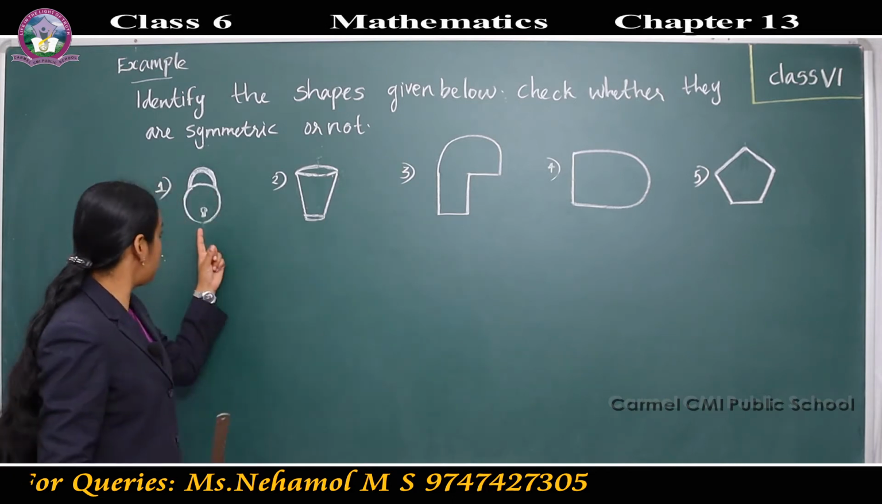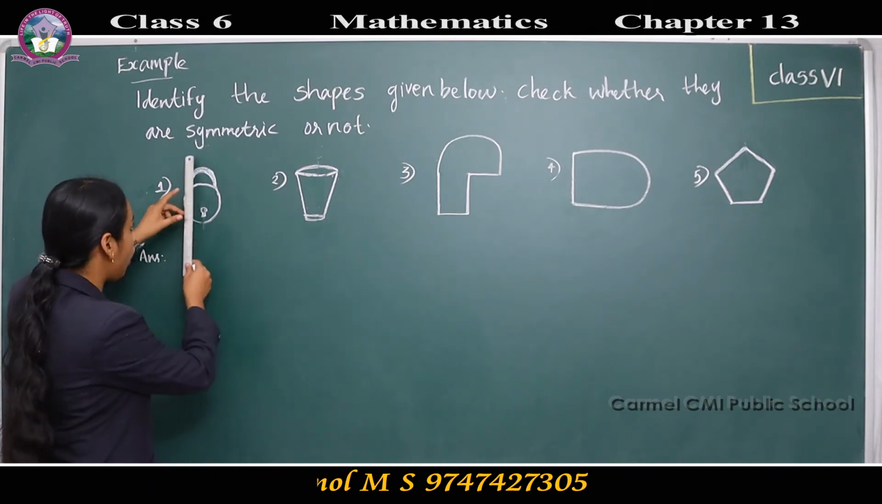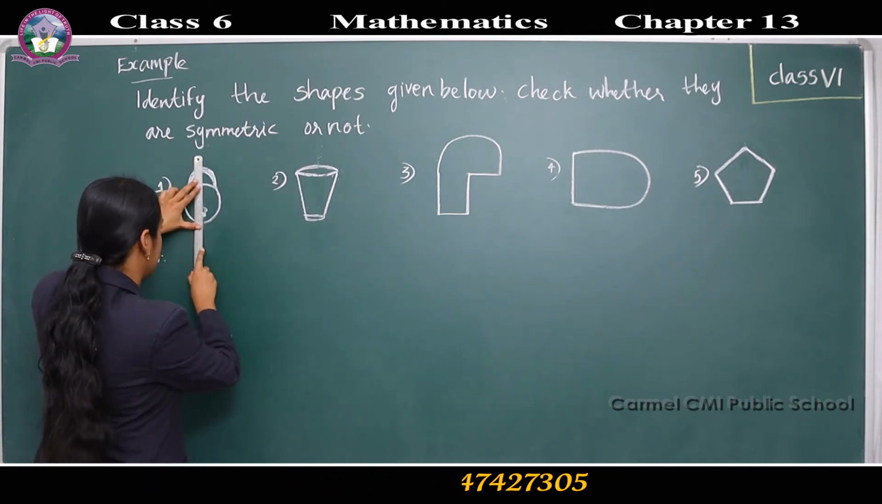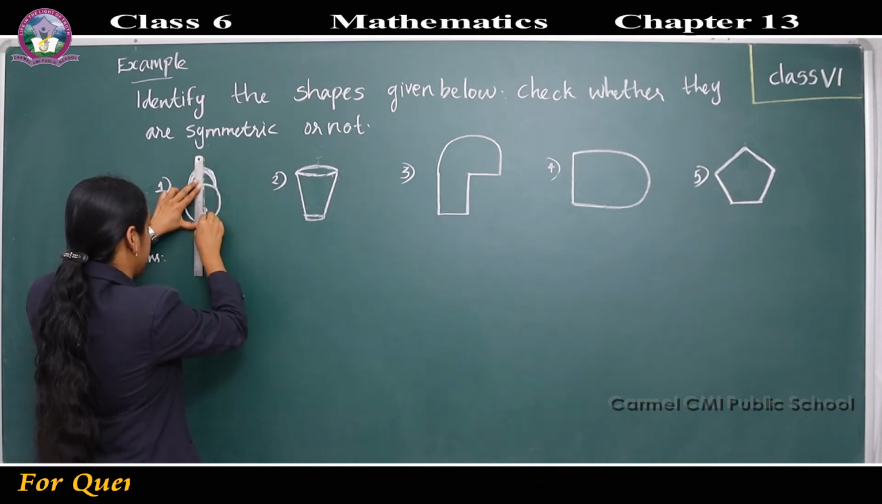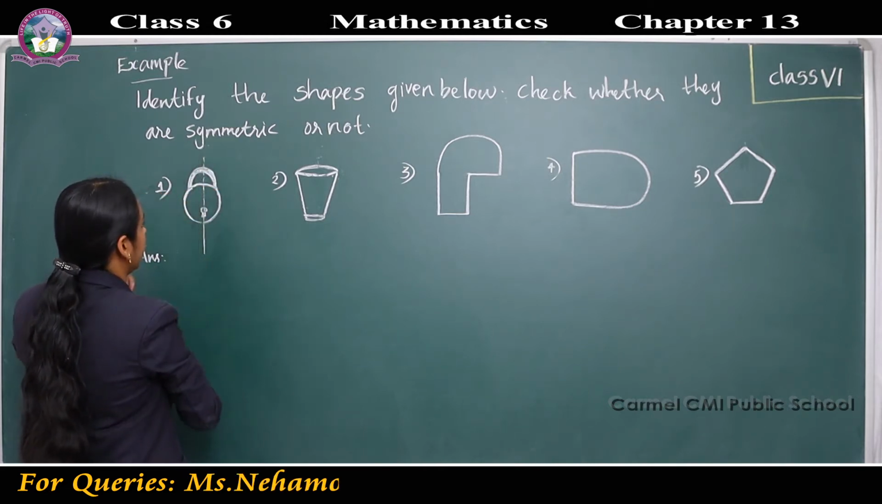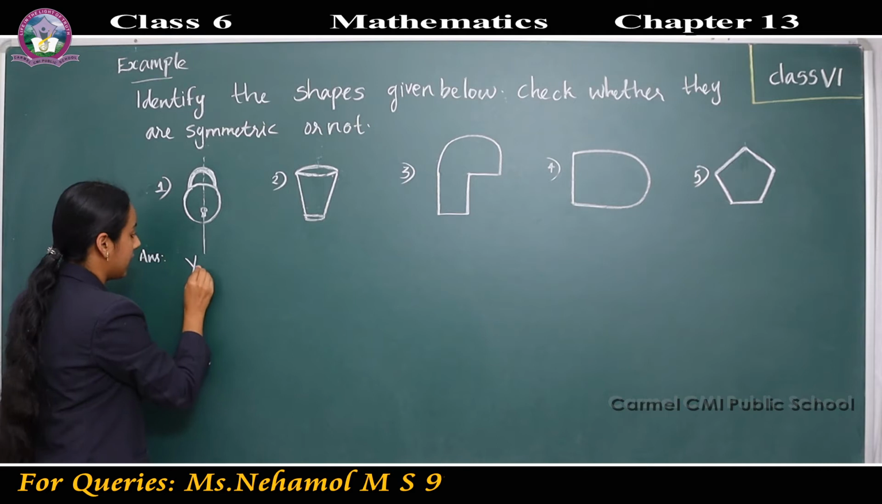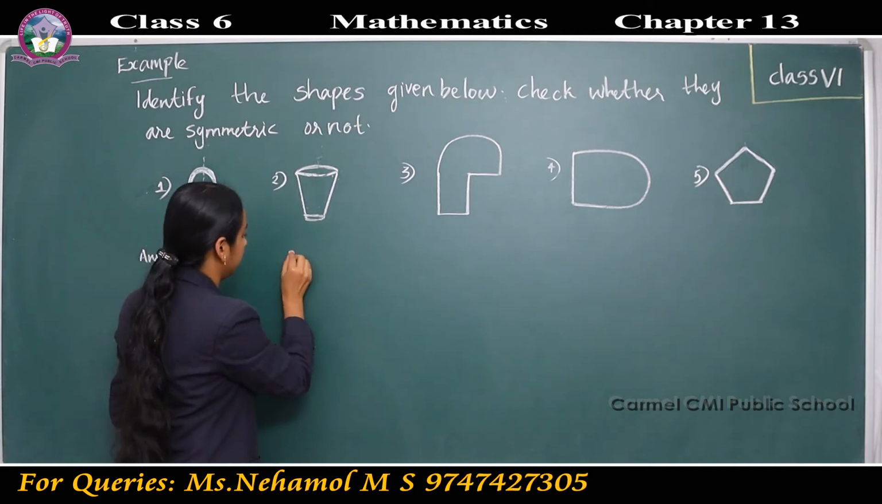Is it possible to divide this picture into two equal halves? Yes, we can draw a line of symmetry vertically. So, it is symmetric. Yes, it is symmetric. First one. Then, second one.